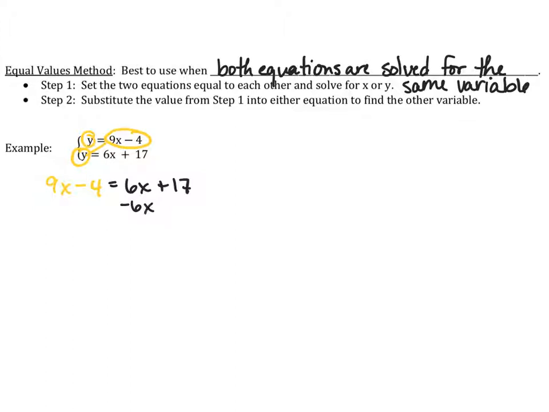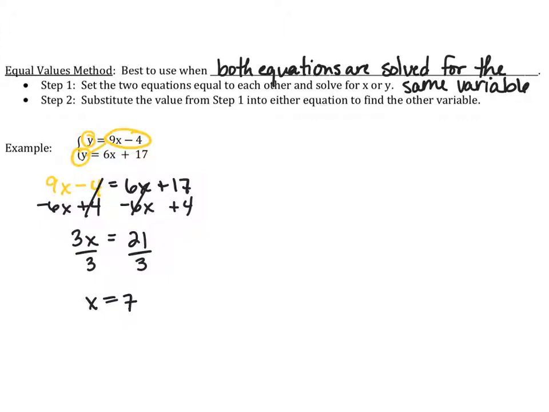So subtract 6x from both sides, add 4 to both sides. So I've got those two cancel out, not cancel, but add out to 0. Left here I've got 3x, drop down my equal sign, those two add out to 0, equals 21. Divide by 3, so I have x equals 7.